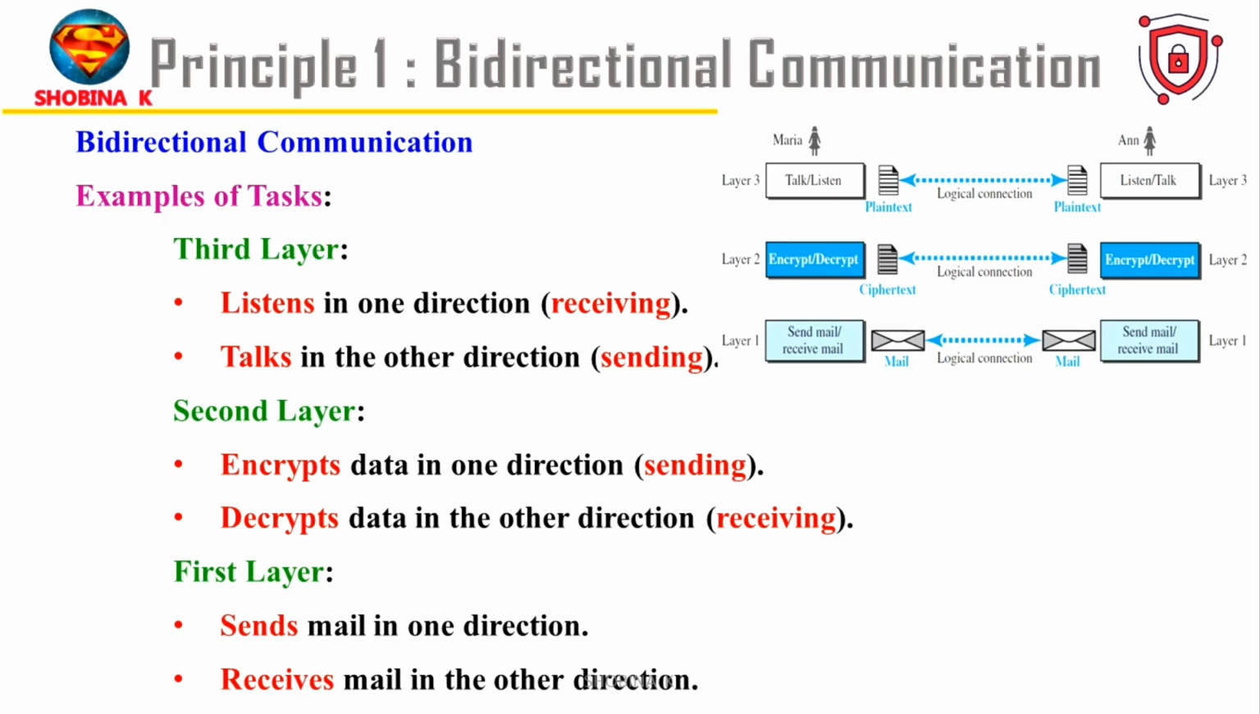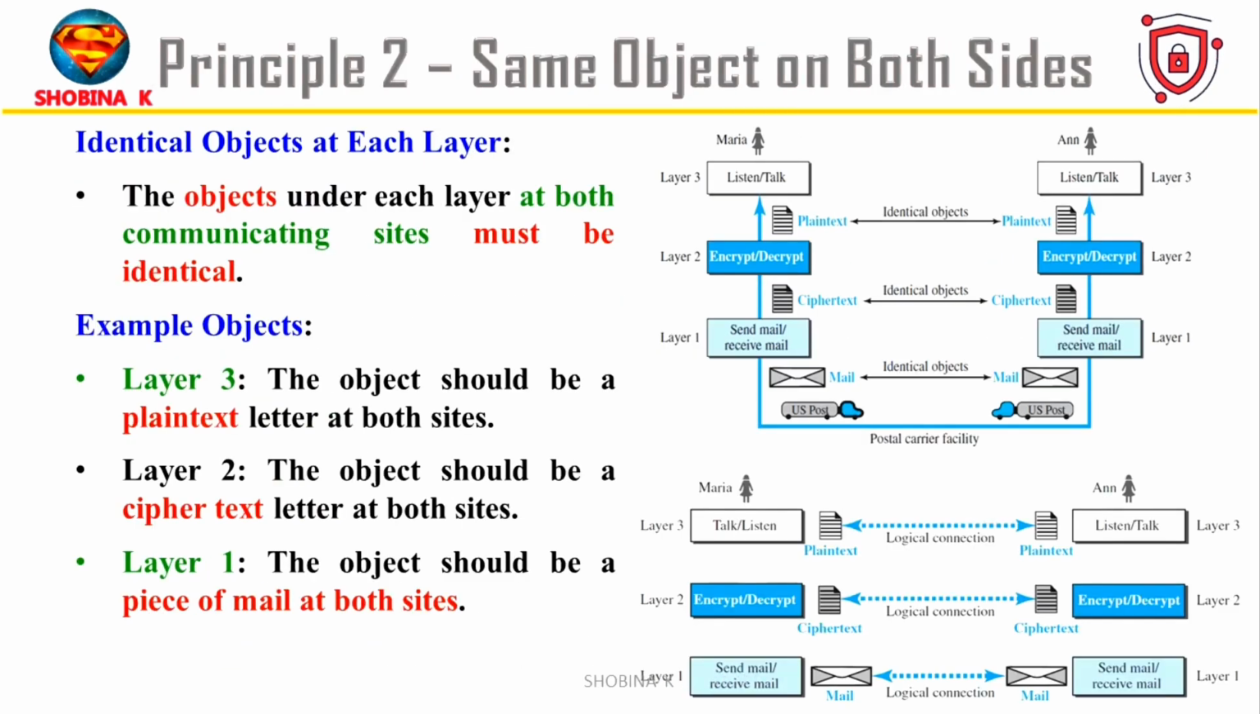For example, the third layer task is to listen in one direction and talk in the other direction. The second layer encrypts data in one direction and decrypts it in the other. The first layer sends mail in one direction and receives mail in the other. The second principle that we need to follow in protocol layering is that the two objects under each layer at both sides should be identical. That is, the object under each layer at both communication sites must be identical. For example, the object under layer 3 at both sides should be a plain text letter. The object under layer 2 at both sides should be a ciphertext letter. The object under layer 1 at both sides should be a piece of mail.